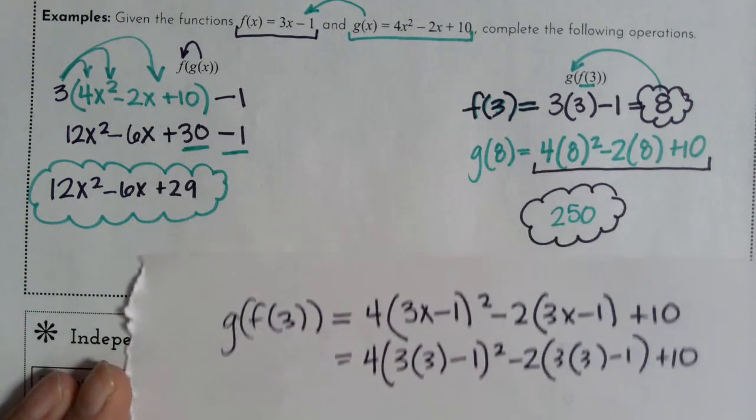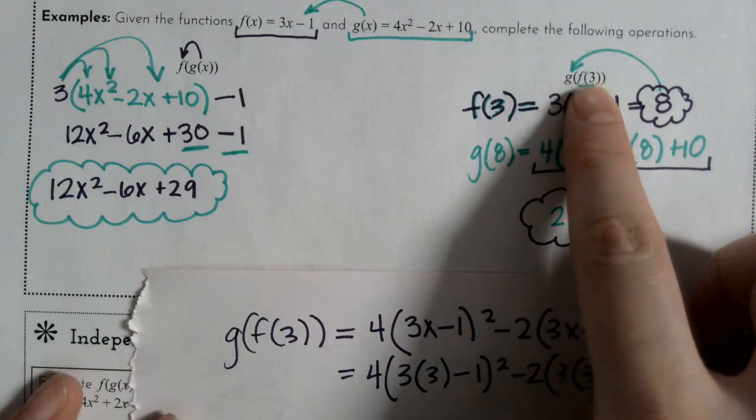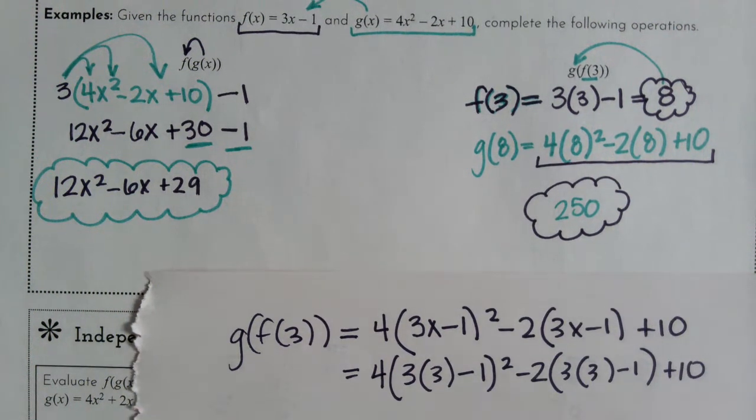But personally, I think what we did was much easier, just finding f of 3 first and then plugging that number into g. But you could do it this way as well. I hope this helps with your understanding of composites.